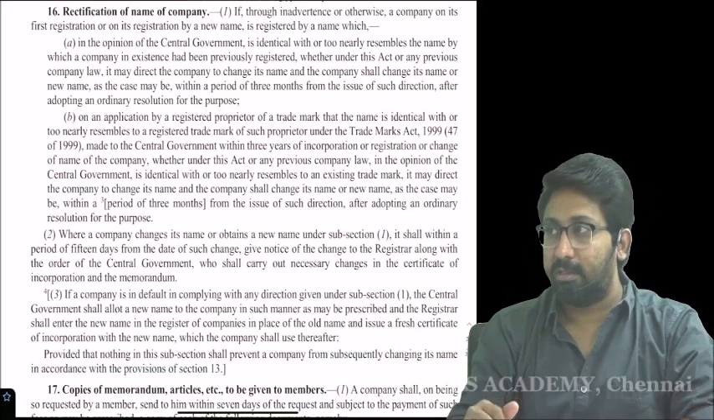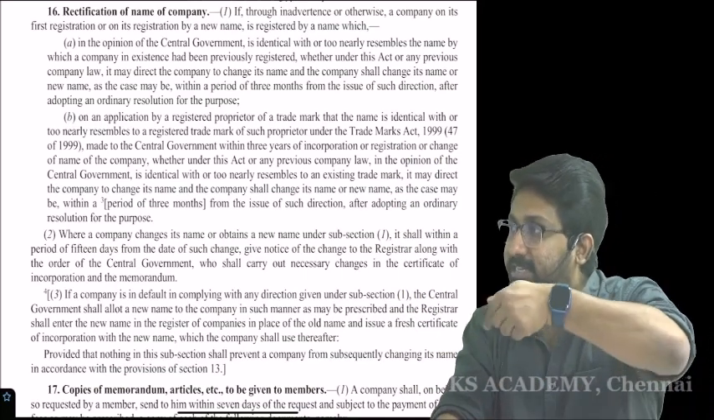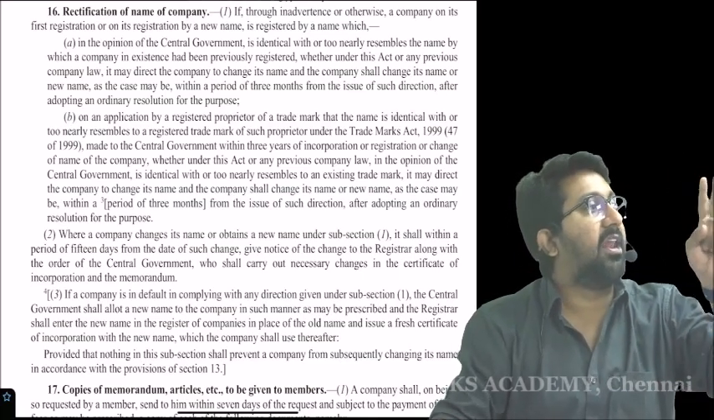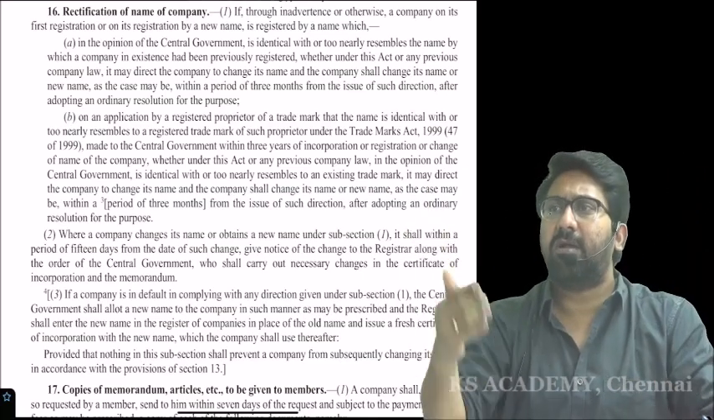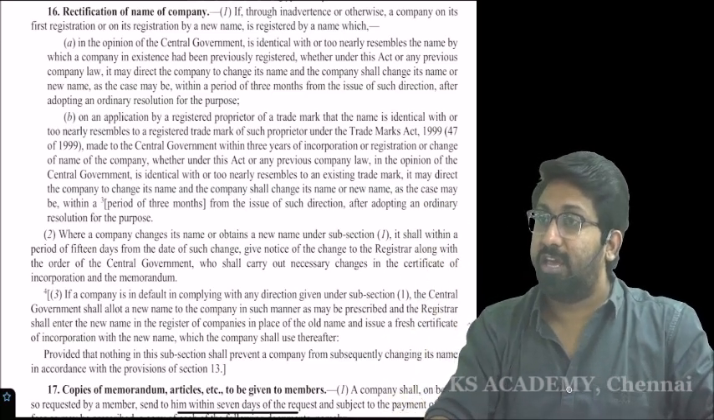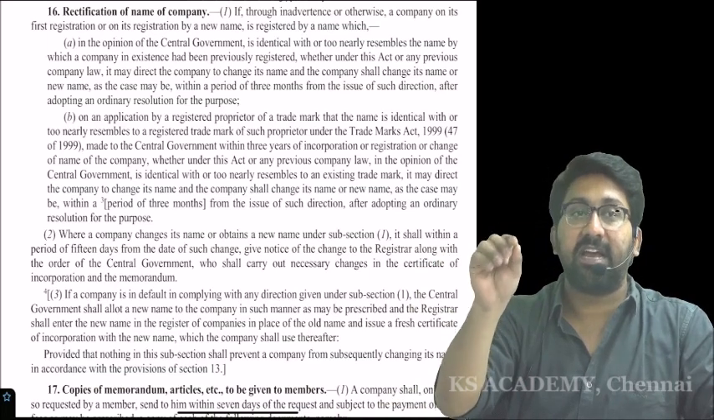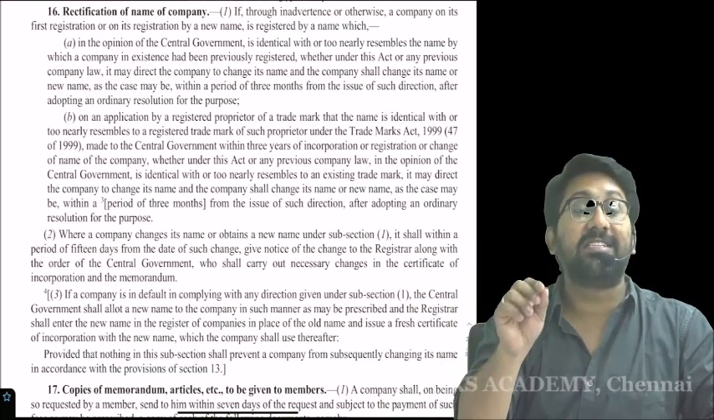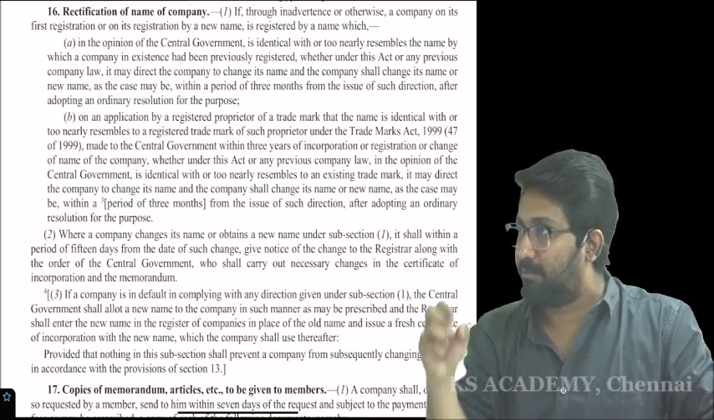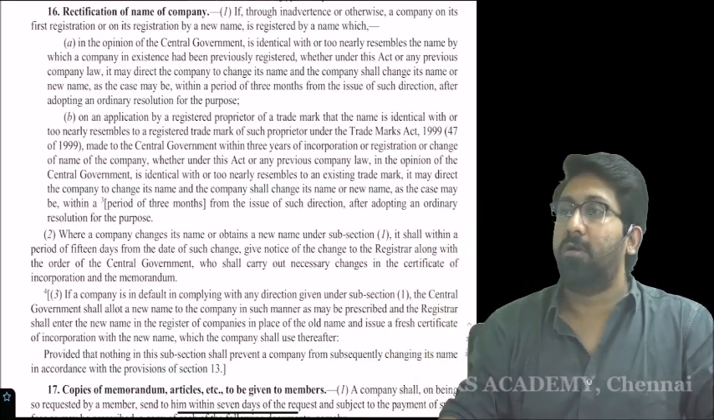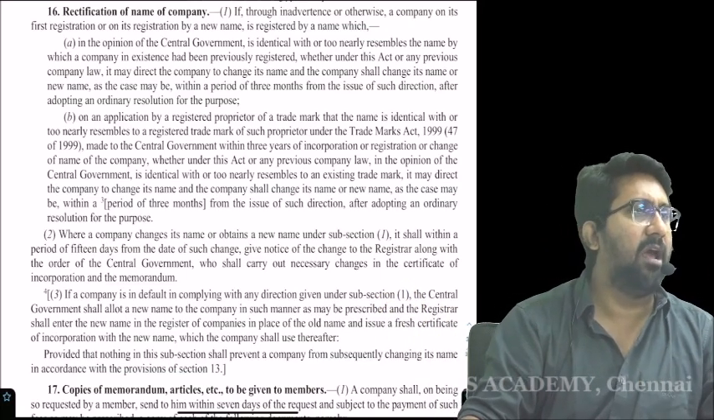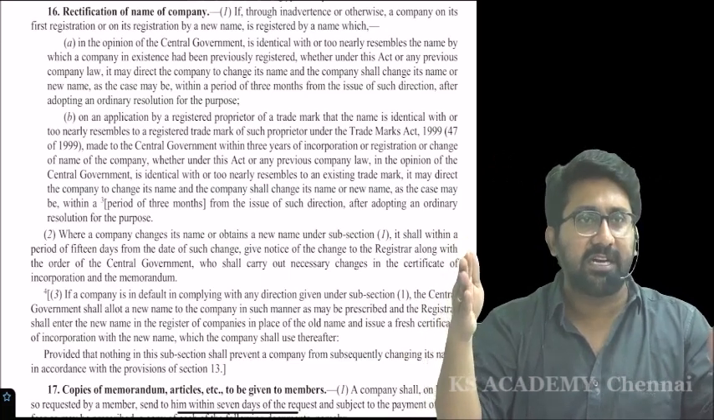By mistake they approved, because my company's name that I applied for is identical or too nearly resembles the name of an existing company or an existing registered trademark. I combine both. So it is too similar or too much identical to the name of a company, or it is similar to a registered trademark.